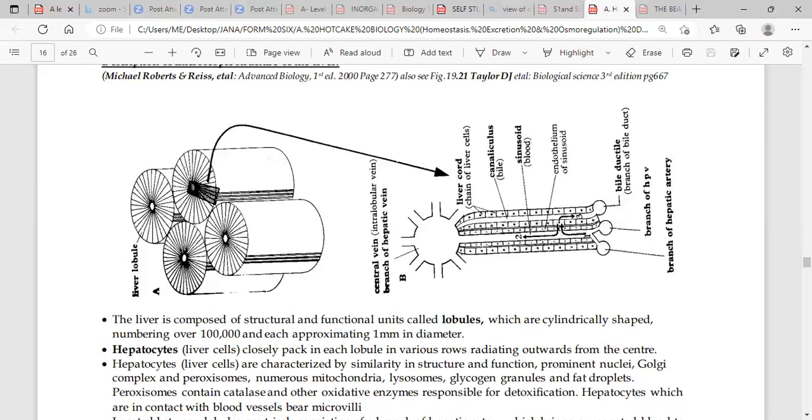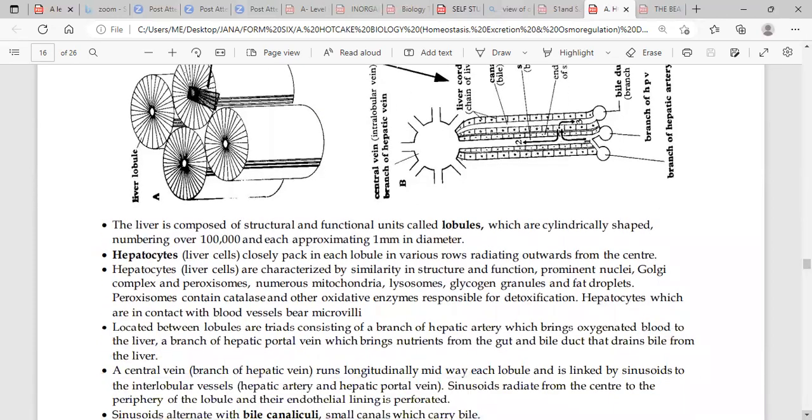These peroxisomes contain catalase, an enzyme, and other oxidative enzymes that are responsible for detoxification. The liver carries out the role of detoxification. Then we also have the hepatocytes, which are in contact with blood vessels, bearing microvilli. And these microvilli are numerous, to increase the surface area for the activities that will be done by the liver.